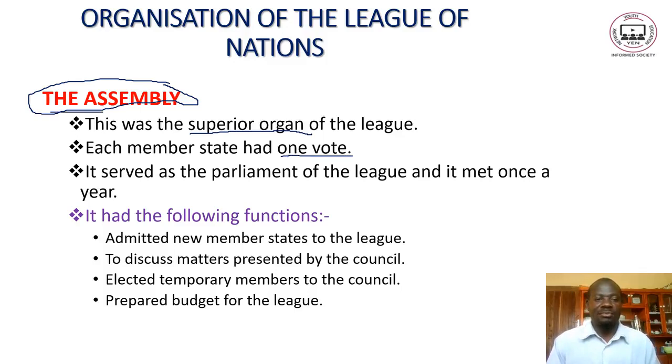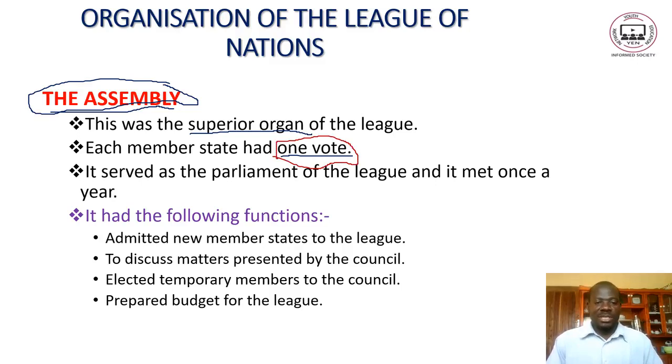So the assembly, it means it is the gathering of people where they discuss different issues. So the League of Nations had that gathering. So in that gathering, when there are issues, maybe they want to pass a decision. Usually, some crucial decisions they go up to voting. So that's why we are saying that each member state had one vote.